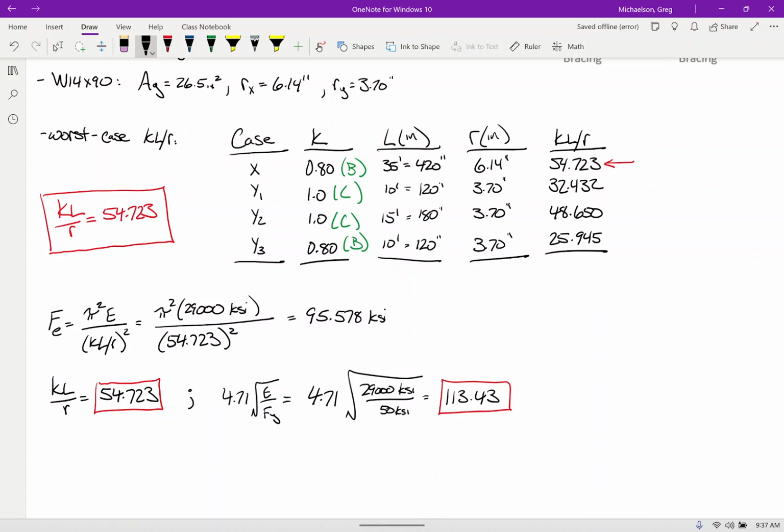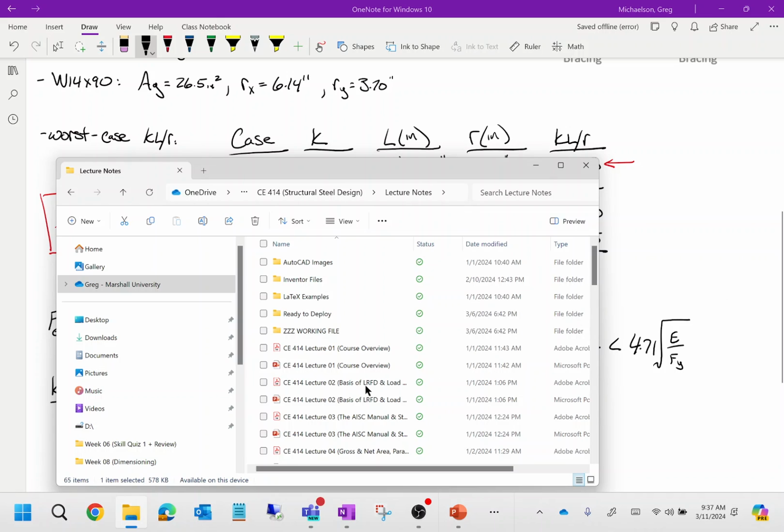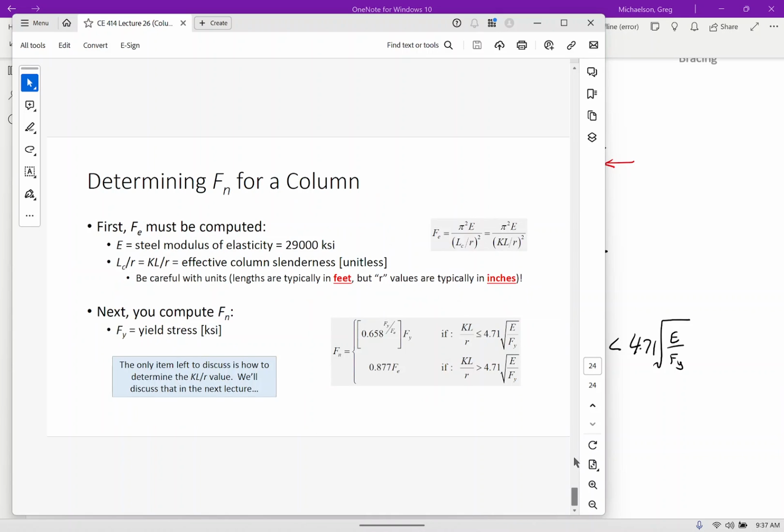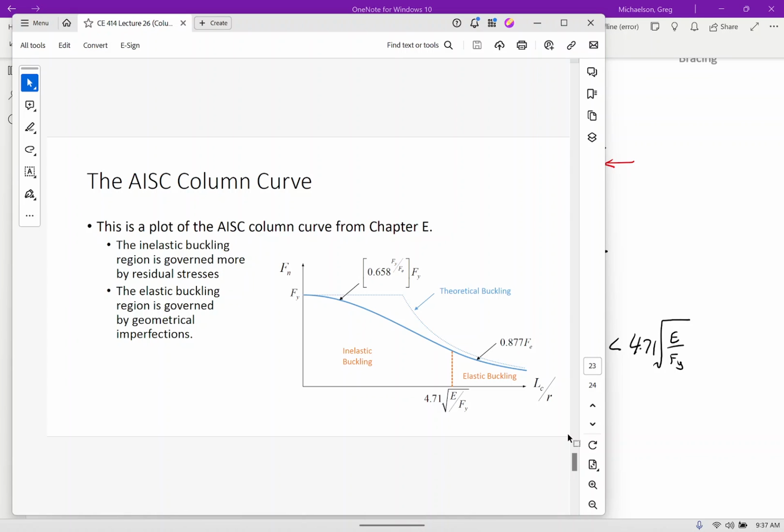So I have this value and this value, and I'm finding that KL over R is less than 4.71 square root of E over Fy. So let's just sort of recall. Are we in inelastic buckling mode or are we in elastic buckling mode? Y'all remember? You said it was less than? It'd be elastic. No, hold on. Inelastic. I don't know. It's right on the line. No. Remember right here? This is KL over R, right? Right here. So this is 4.71, and we're right here, right? So we're in inelastic buckling mode. So our capacity is computed according to this.